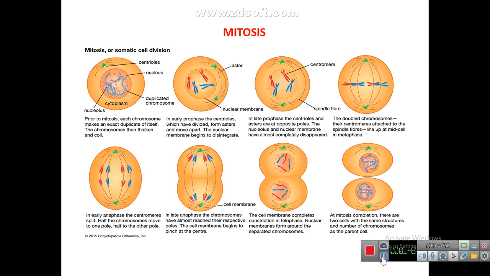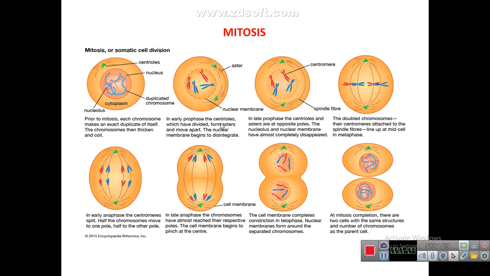Mitosis is the type of cell division in which the parent cell divides into two daughter cells having the same number of chromosomes as the parent cell has. The diagram shows the different steps of mitosis. Prior to mitosis, that is before the mitosis, in the interphase, each chromosome makes an exact copy or duplicate of itself. The chromosome then thickens and coils.